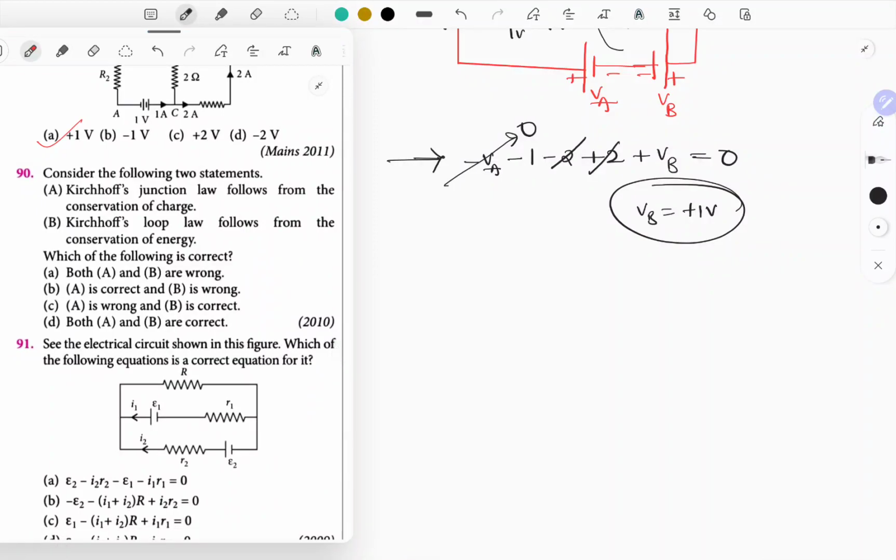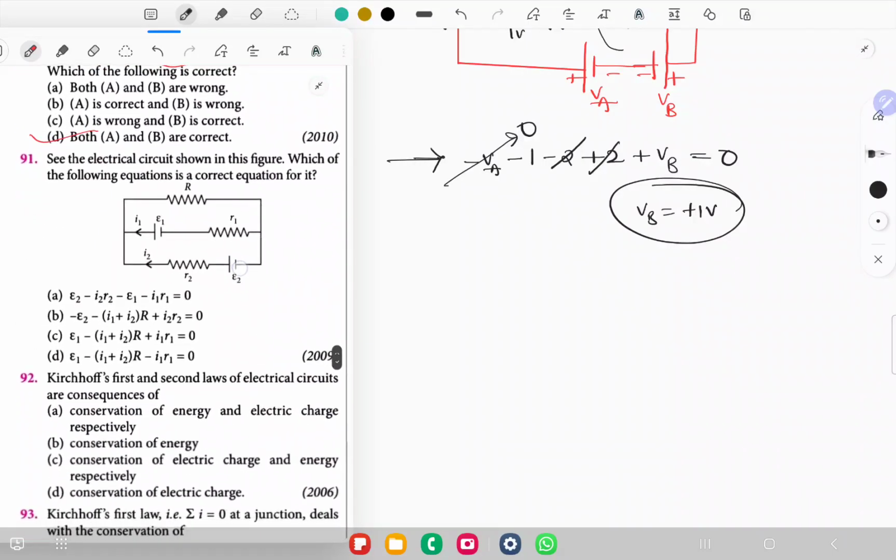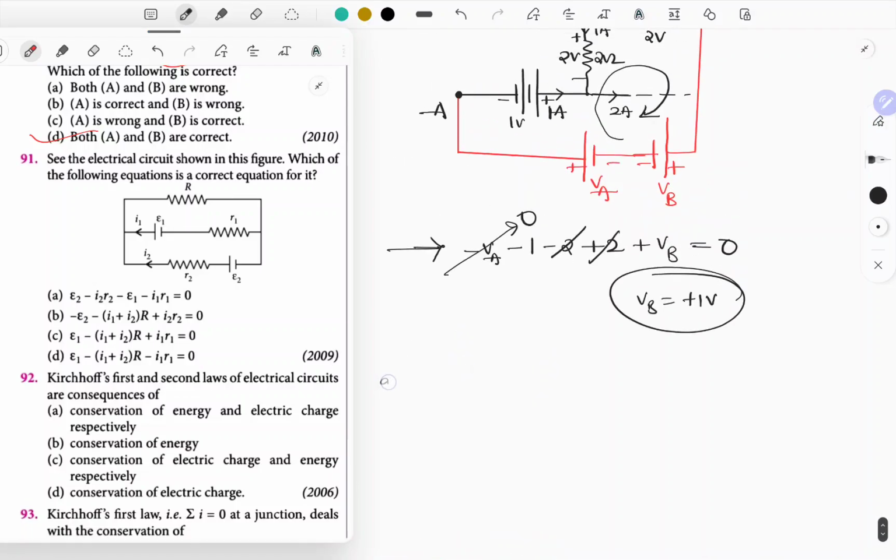Let's solve the next question. Question number 90 is a theoretical question. Kirchhoff's junction law follows from the conservation of charge. Yes, it is correct. Kirchhoff's loop law follows from the conservation of energy. Both are correct, option A and option D. KVL is based on conservation of energy. KCL is based on conservation of charge. Both are correct. Let's solve question number 91.